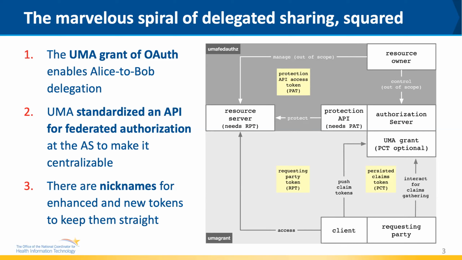Because this ends up involving more than one access token, more than one kind of token of whatever stripe, we started giving them nicknames. And so you can see them here. The access token for the UMA grant spec, for the UMA grant, is known as a requesting party token because it's the token that enables Bob's access, RPT. The access token that is most closely associated with the federated authorization spec is called the Protection API Access Token, or PAT. And there's a new refresh token-like structure, which stands for Persisted Claims Token, the PCT. More about that later.